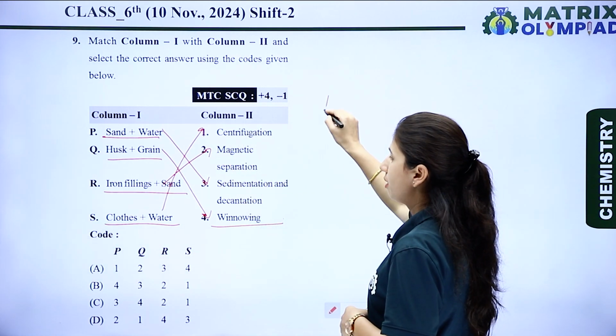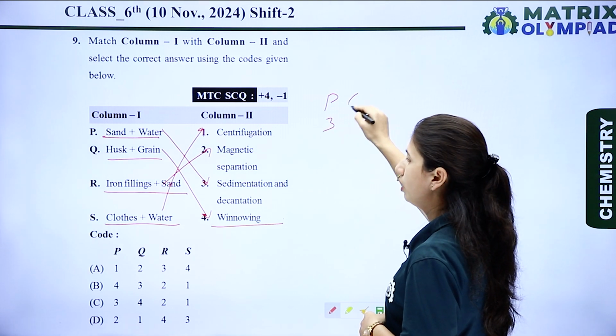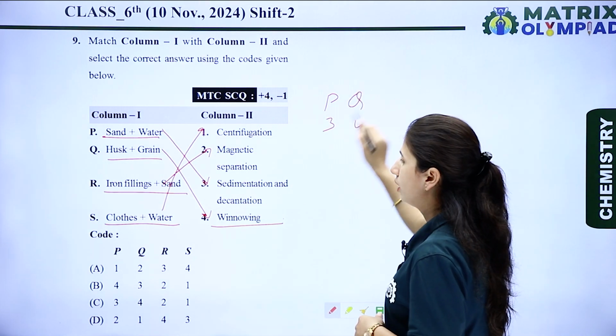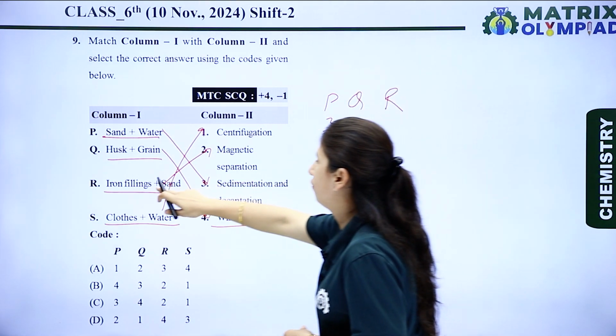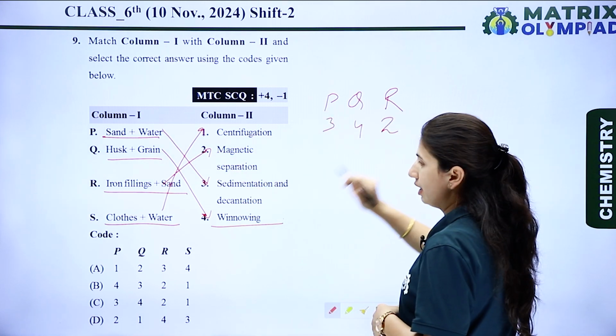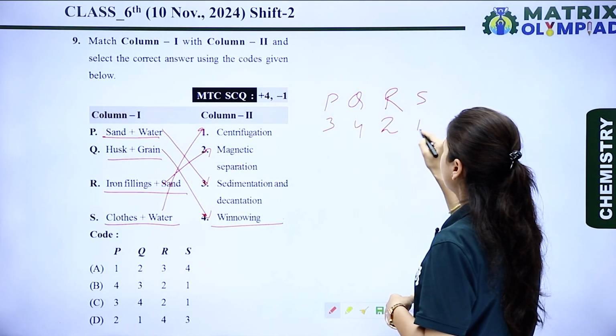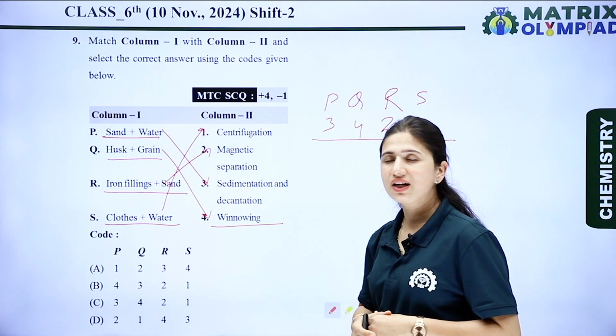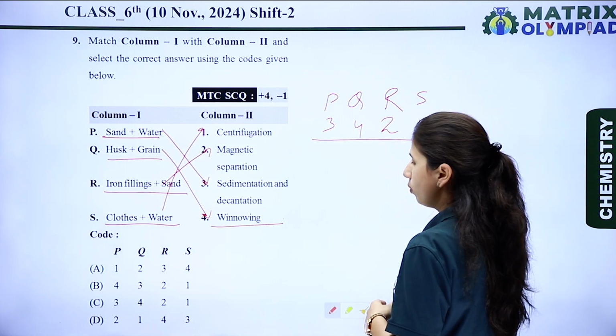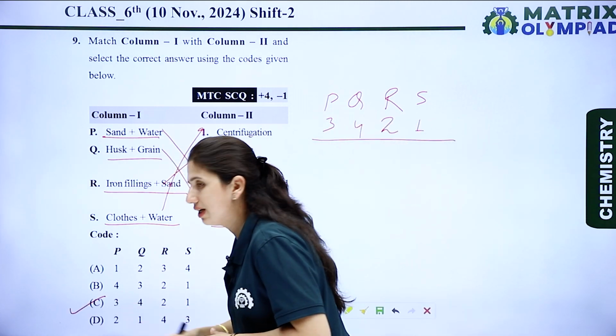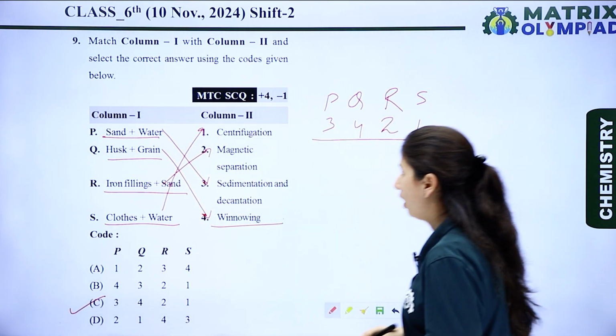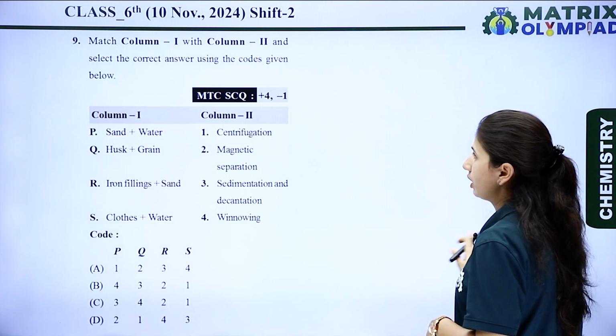The answer is P matches with third, Q matches with fourth, R, iron filings and sand, matches with second, and S matches with first. So the answer is 3, 4, 2, 1. So option C is the right option for this question. Now let's see the next question.